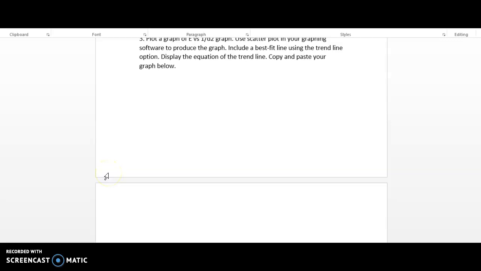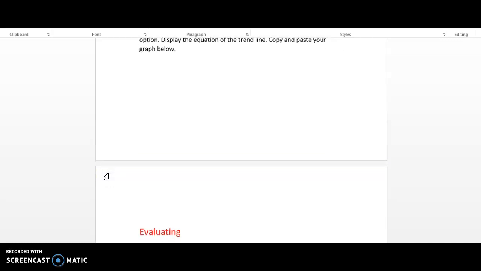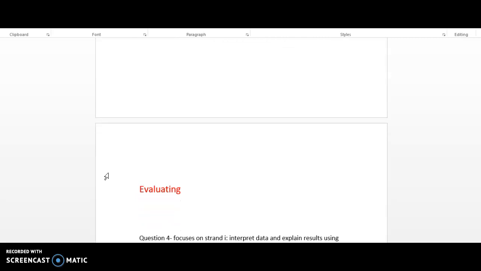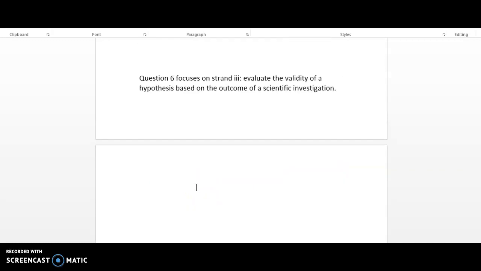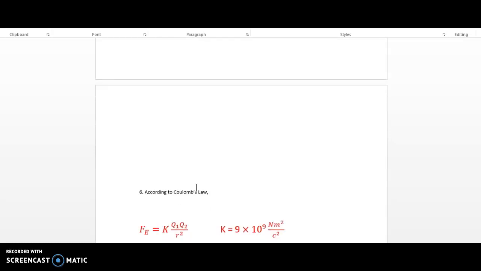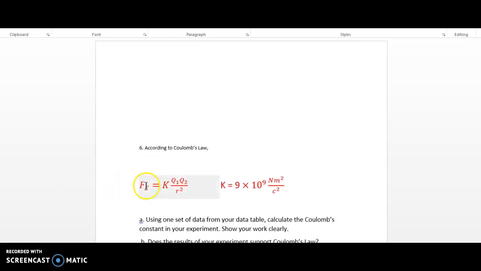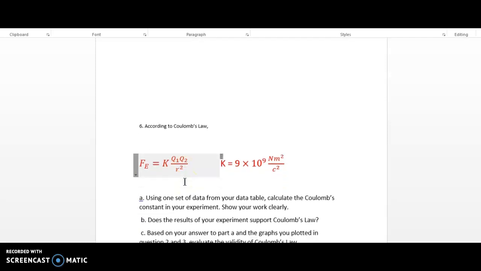So I'm waiting for you to continue the research and answer the rest of the questions. After you're done with them all, answer the question here, explaining your answer based on what you see, and then this is the end of it. This is K, what we call Coulomb's law. Here r is the distance squared, with Q1 and Q2.